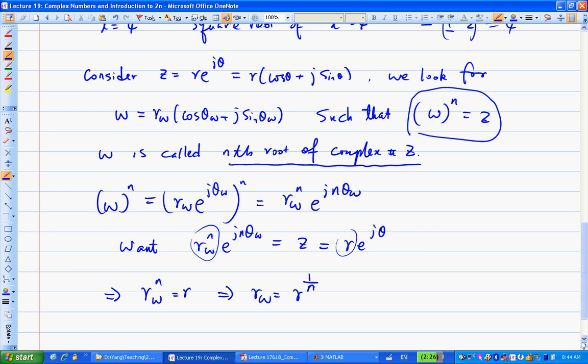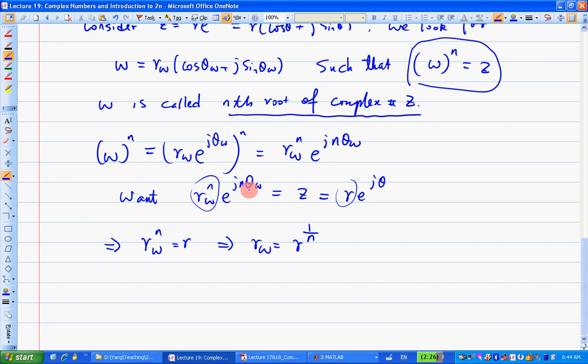So now we found what R_w is. We're trying to find a w satisfying this relationship. The first requirement is that the magnitude, or the modulus, of the complex number w has to be this R to the power of 1 over n. The second quantity is nθ_w equal to θ.